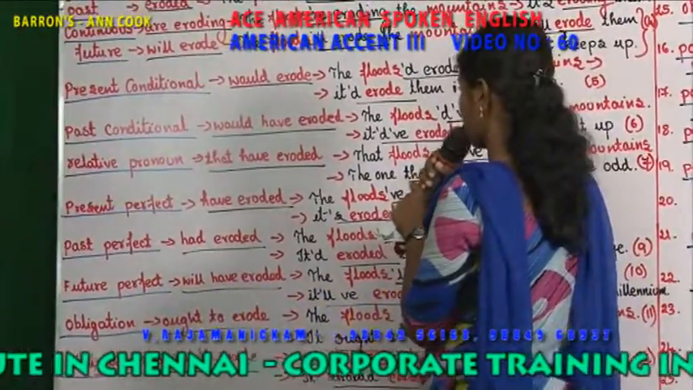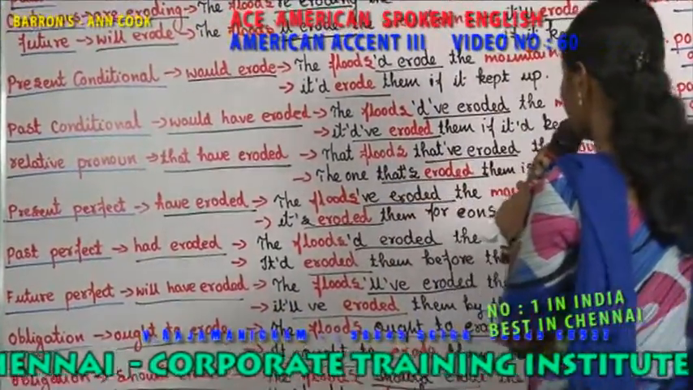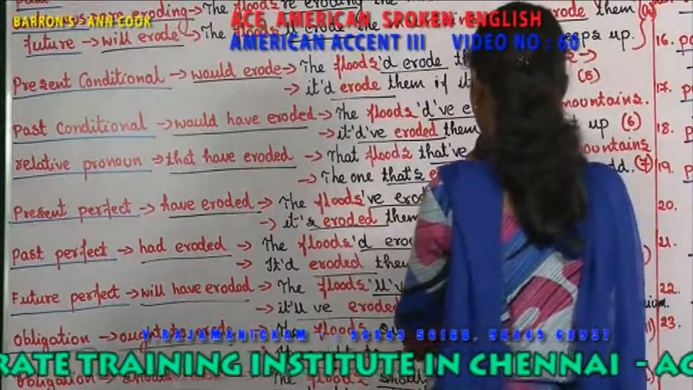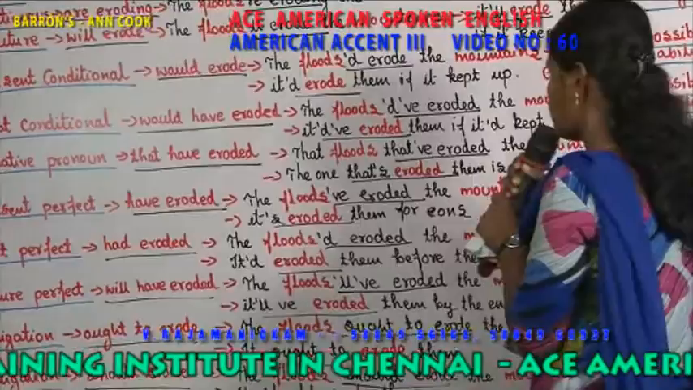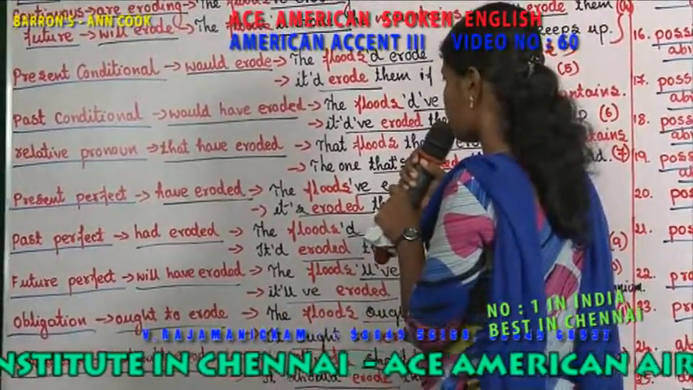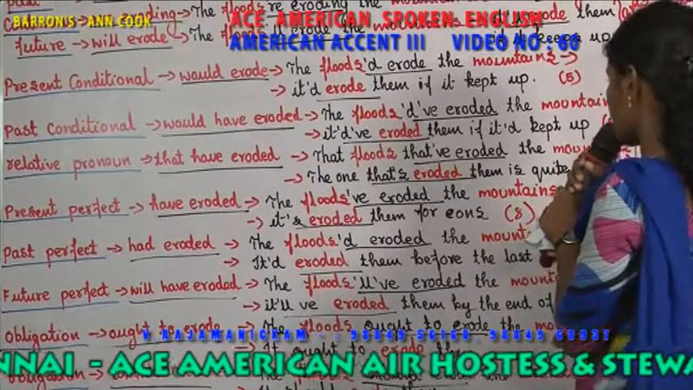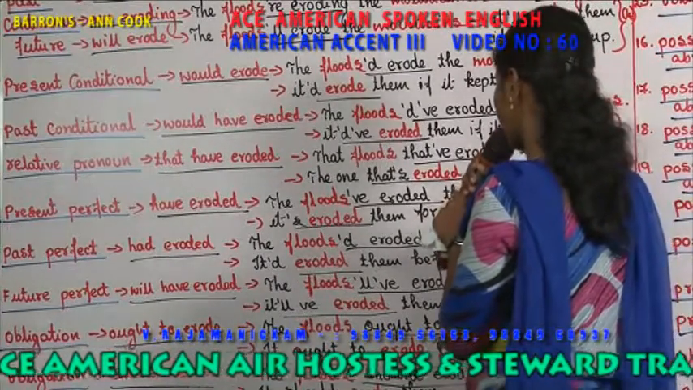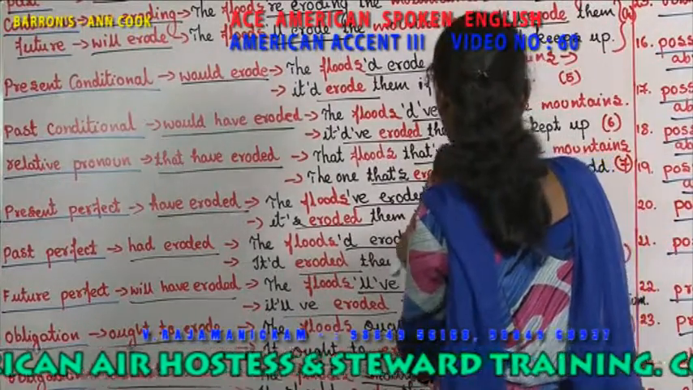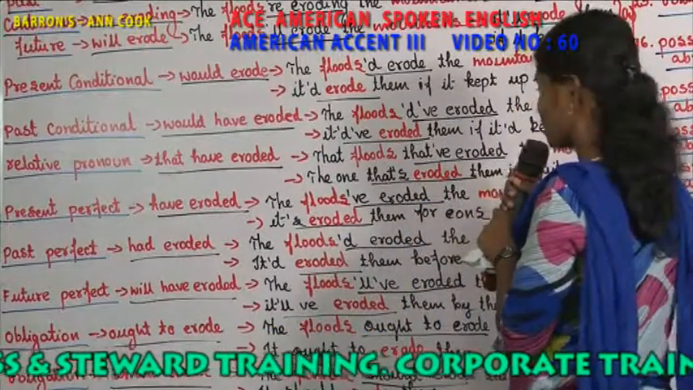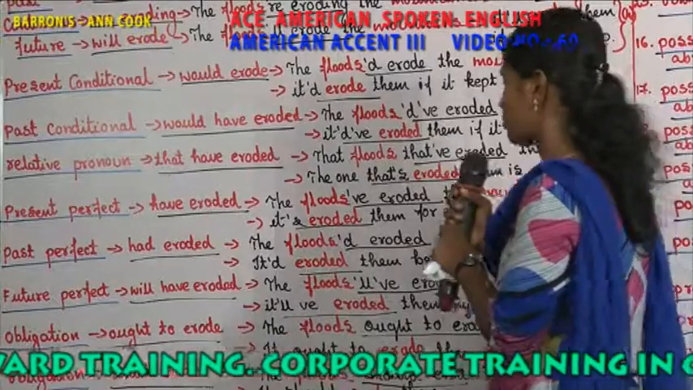Relative pronoun: that have eroded. The floods that have eroded the mountains. The one that eroded them is quite odd. Present perfect, have eroded. The floods have eroded the mountains. It has eroded them for ages, eons. Eons means ages.